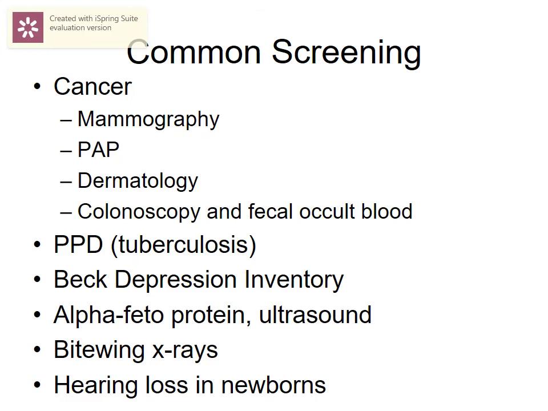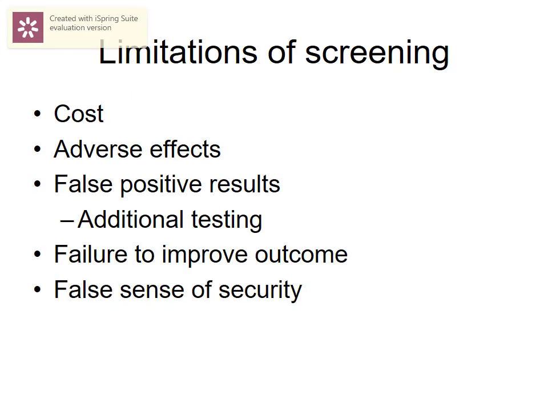There's screening for depression, prenatal screening, alpha-fetoprotein and other markers. Bite wing x-rays, those are dental x-rays. Those are screening types of tests. Screening for hearing loss in newborns. I give you this list to point out that we sometimes think of screening as, one, some kind of laboratory test, and two, related to infectious diseases, when actually there's many screens for many different types of conditions.